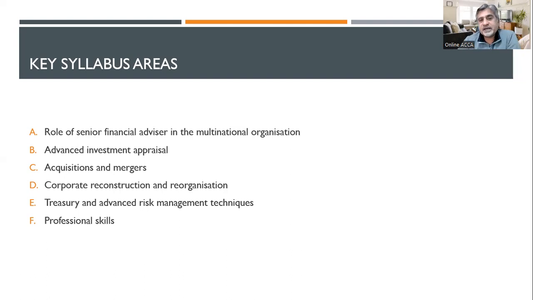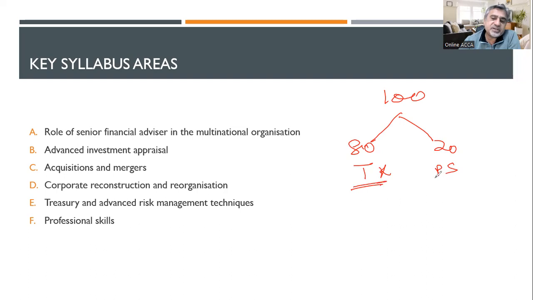So what happens is that it's a 100 marks exam. 80 marks go for your technical knowledge, and 20 marks go for your professional skills. Technical knowledge goes for 80, professional skills go for 20 marks. Professional skills, in very short, what does that mean?